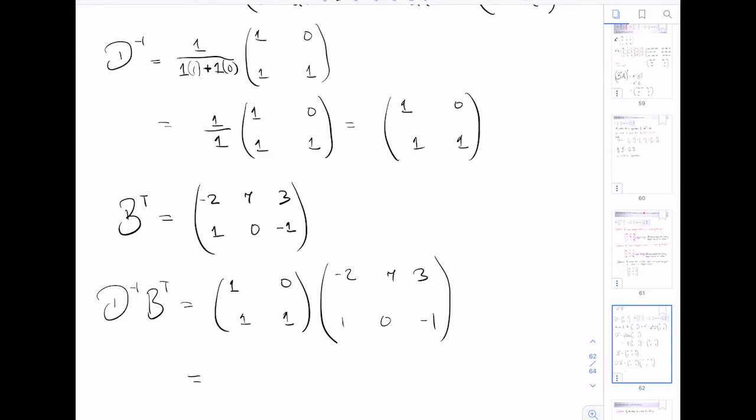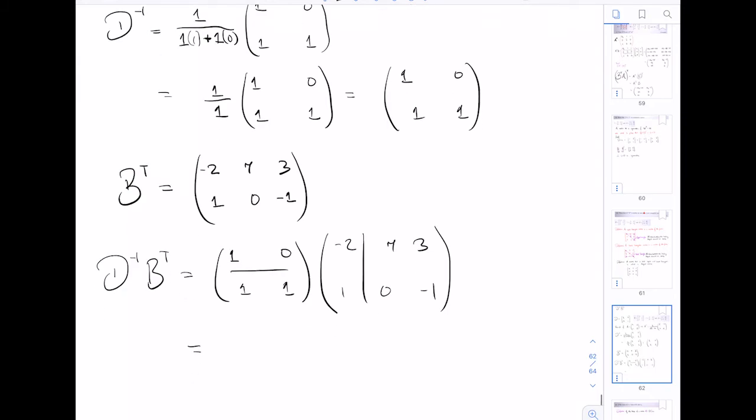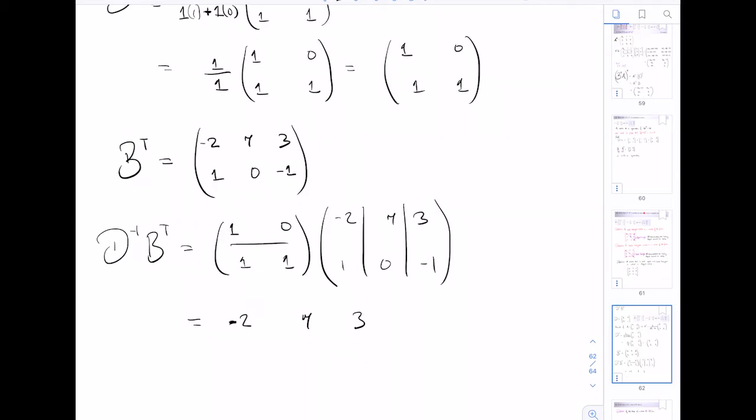And we now multiply row by column. So our first term here is minus 2. Our second term here is 7. Third term is 3. And on our second row, we'll have minus 2 plus 1, which is minus 1, 7, and 2. Okay, so this here represents our final answer.